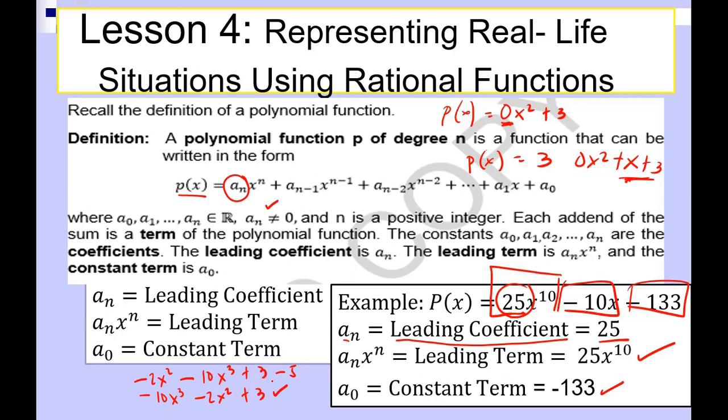But in this case, it is positive 3 and minus 5. Solve that, which is negative 2. So our constant term is negative 2.